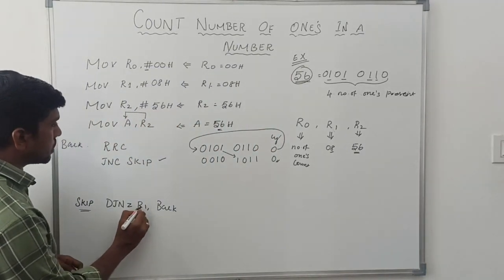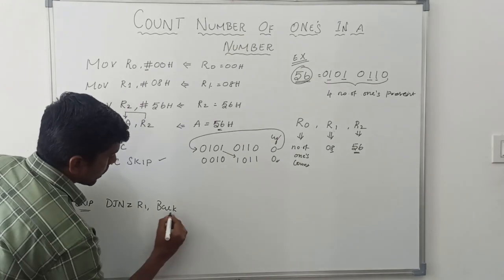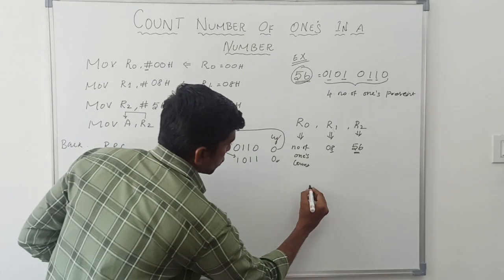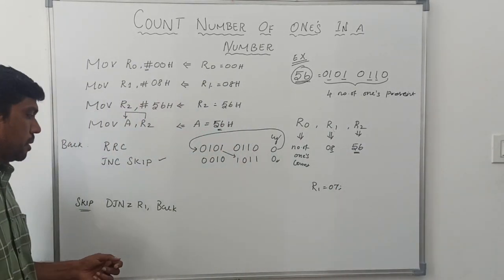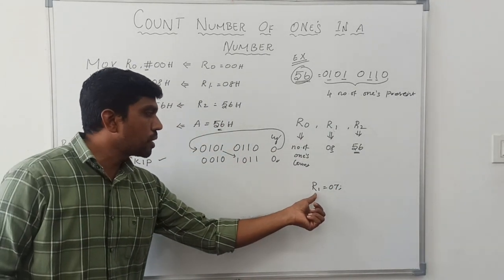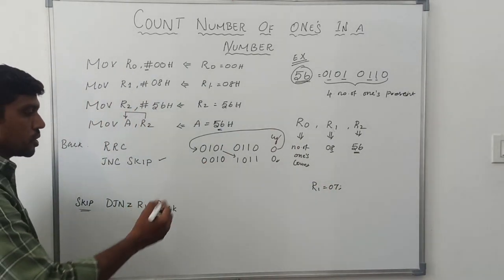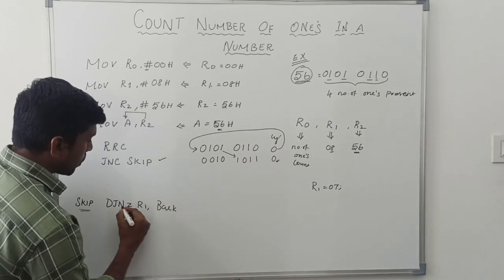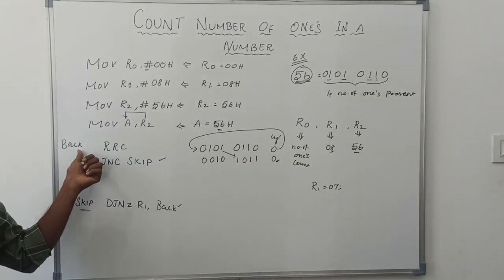So once we decrement the R1 value, R1 value is 8, and after decrement it goes to 07. After decrement, check the R1 register content, whether this value is 0 or non-zero. This one is a non-zero value. If it is non-zero, the condition is true, and it goes to the location back.